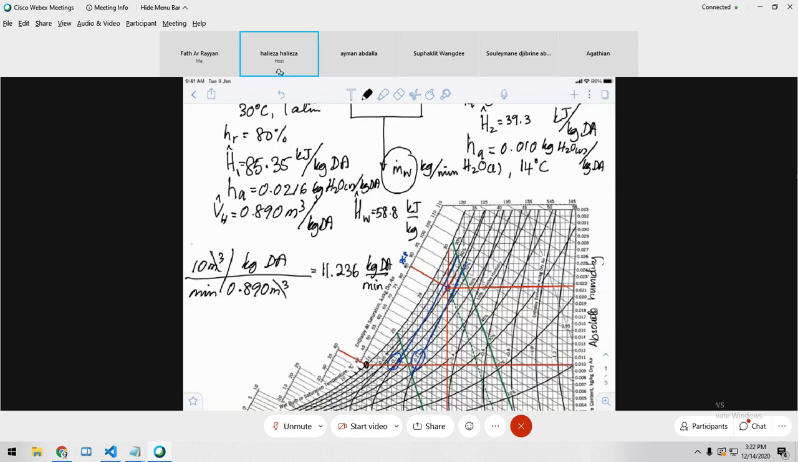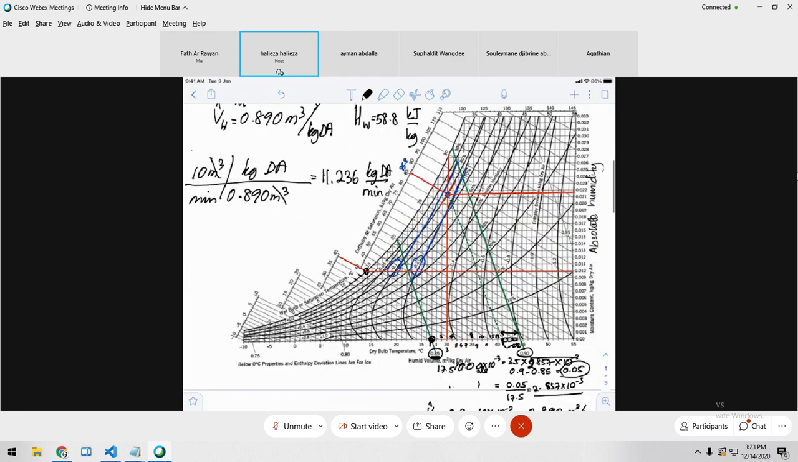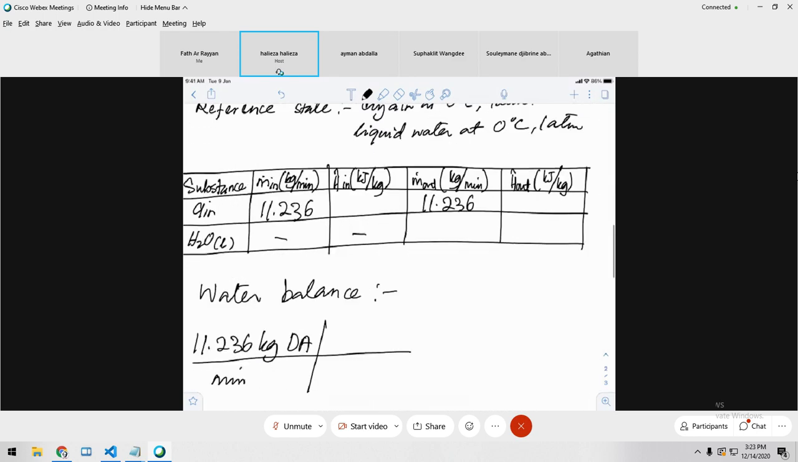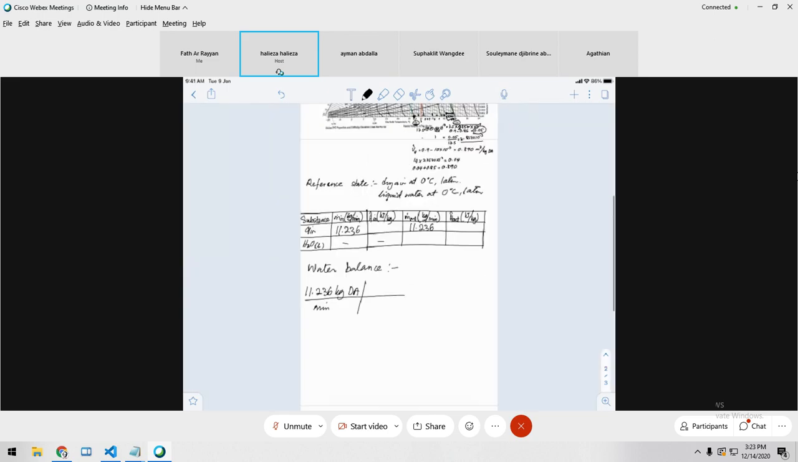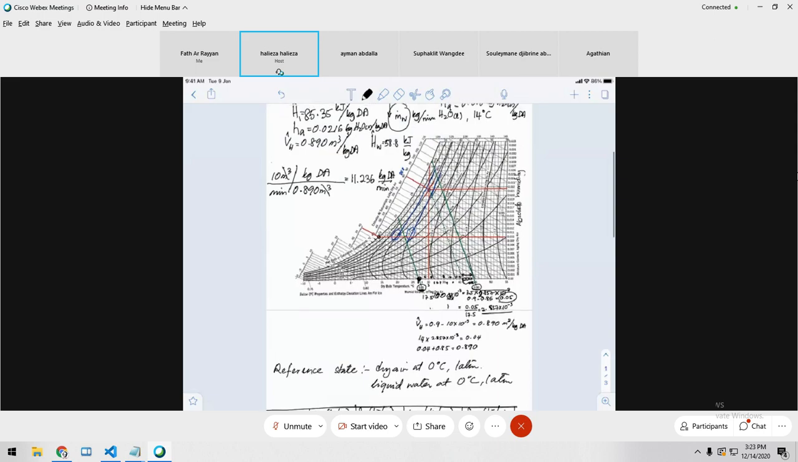Done. So now you can get the amount of water by multiplying the dry air with your absolute humidity. So now your absolute humidity, let me get that 0.0216.